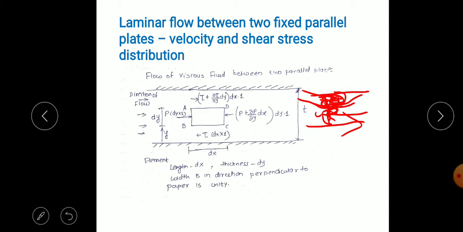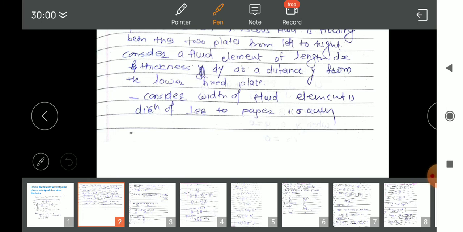So the velocity will change: at the wall the velocity will be zero, and at the center the velocity will increase. We have to find the profile of the velocity, and at the same time the shear stress applied by these parallel plates to the flow. Last class we obtained this for flow through a circular pipe. Now here we are considering flow between two parallel plates.